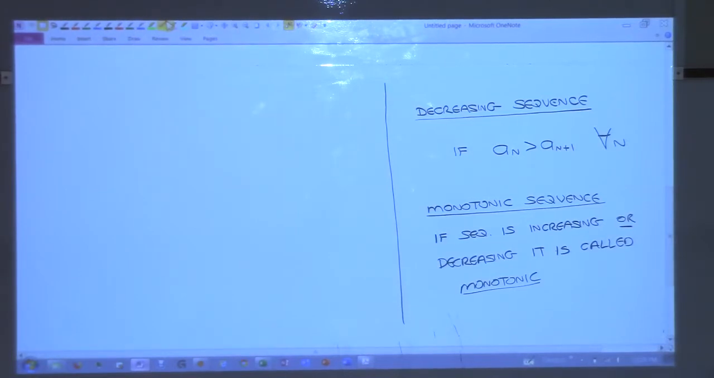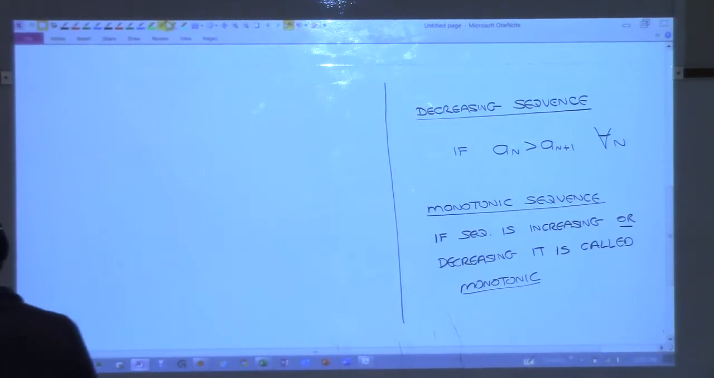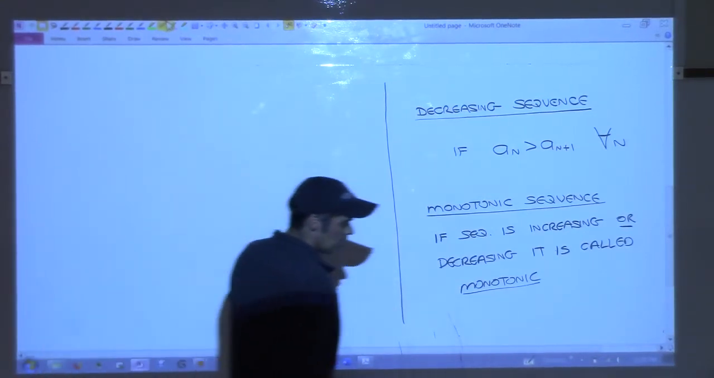So monotonic has to be one or the other. So a flat line would not count. If I had a sequence that was increasing but every once in a while had a flat spot, it would not count. Now you could say it's monotonic on a certain piece, but you couldn't say it's monotonic all the time.